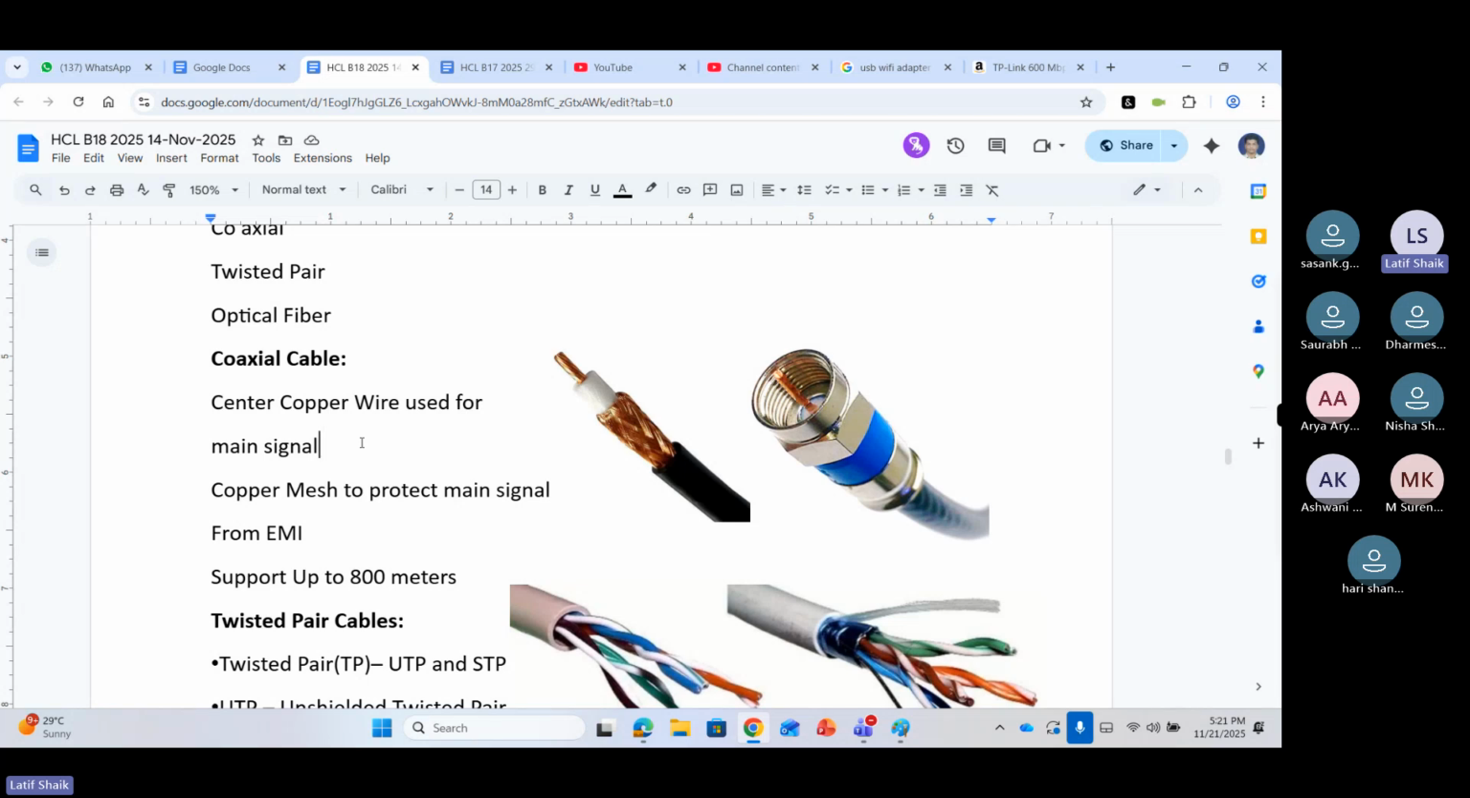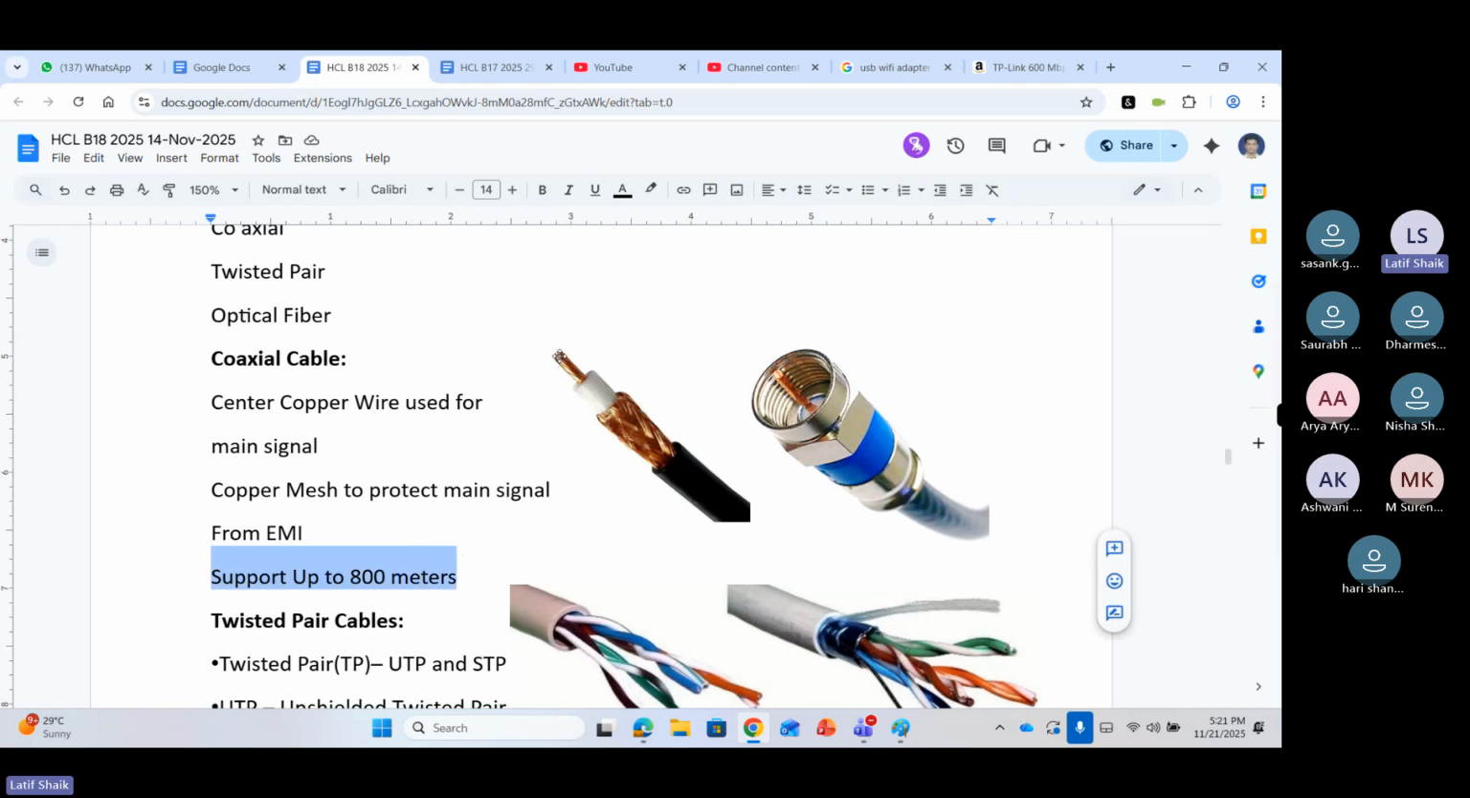Nowadays they are using a separate digital set-top box. And of course, now in villages and cities, we have satellite dish connections directly. Even from the dish to your set-top box, it's a coaxial cable only. Anyway, guys, coaxial cable supports up to 800 meters for data transmission.